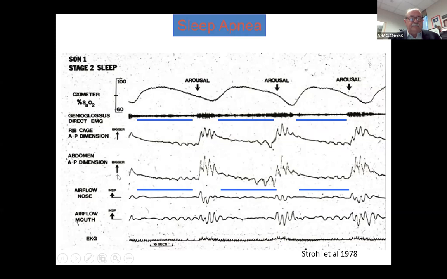And so I want to have somebody describe this slide. I'll start, Dr. Strohl. So the first parameter looks like oxygen saturation. Whenever there's a decrease, with an increase in EMG amplitude, there's an arousal. In the rib cage, the chest and abdomen movement, there's not any, and during the arousal we see a movement. Same goes for the airflow, airflow through the mouth and nose.